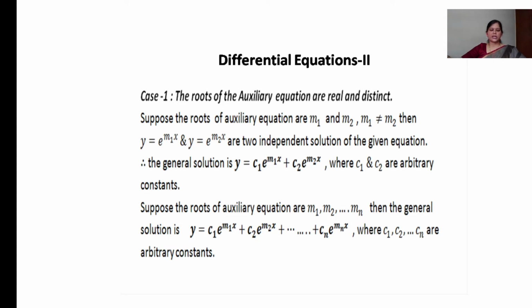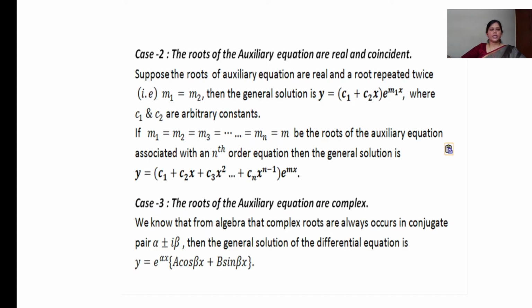Suppose the roots of the auxiliary equation are m1, m2, etc., mn, then the general solution is y is equal to c1 e to the power m1x plus c2 e to the power m2x plus etc. plus cn e to the power mnx, where c1, c2, etc., cn are arbitrary constants. Now case 2.